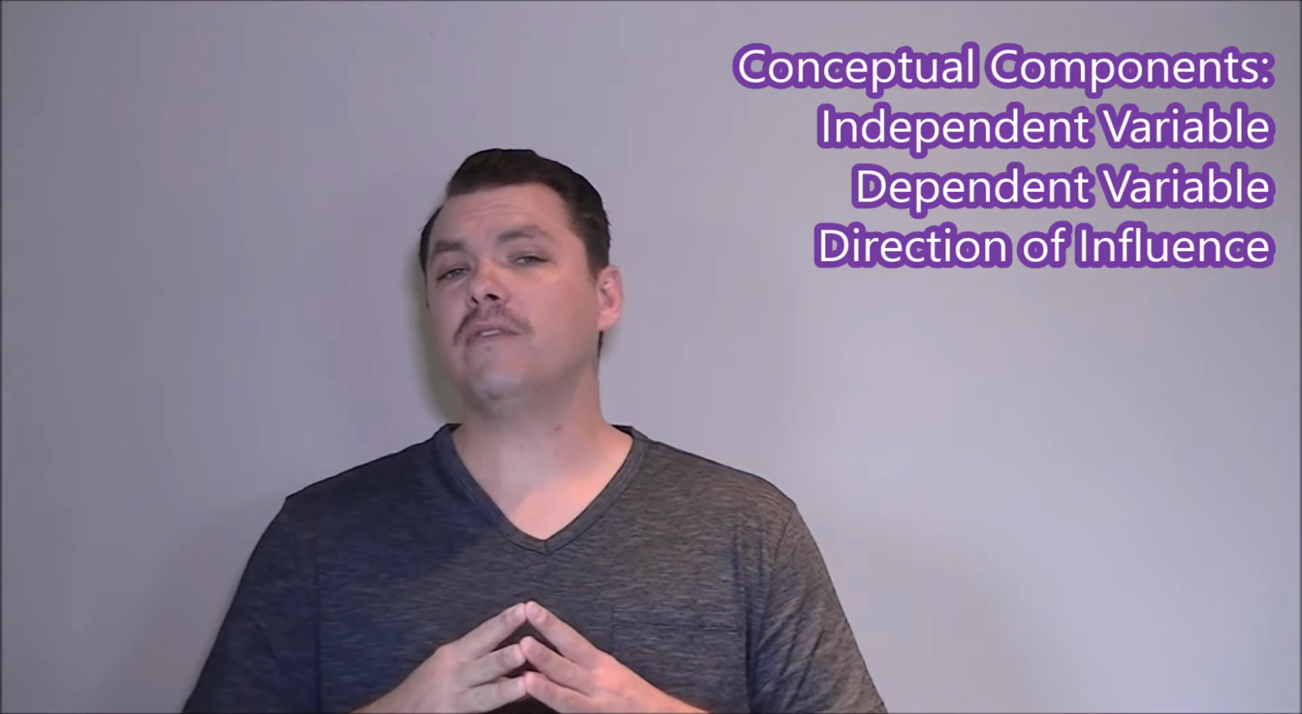The direction of influence will be stated in our research question and hypotheses. In my example, I'm making a statement about the direction of influence. I'm hypothesizing that students who study have better grades than those who don't. The direction of influence identifies how the independent variable will influence the dependent variable. So in this case, students who study will have better grades. The emphasis on better is my direction of influence.